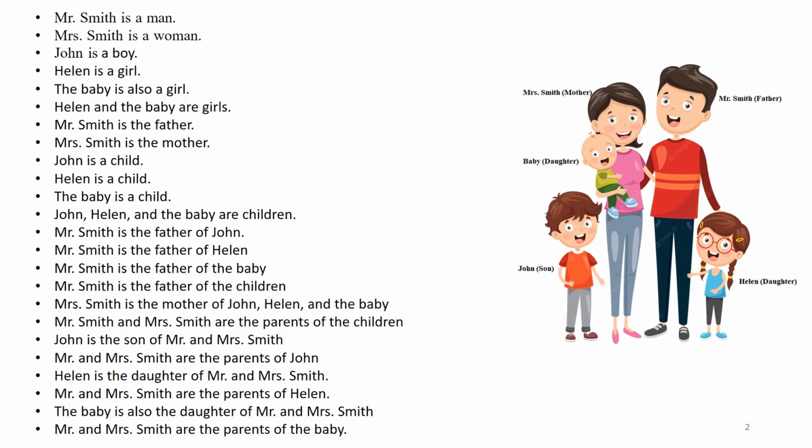John is the son of Mr. and Mrs. Smith. Mr. and Mrs. Smith are the parents of John. Helen is the daughter of Mr. and Mrs. Smith. Mr. and Mrs. Smith are the parents of Helen. The baby is also the daughter of Mr. and Mrs. Smith. Mr. and Mrs. Smith are the parents of the baby.